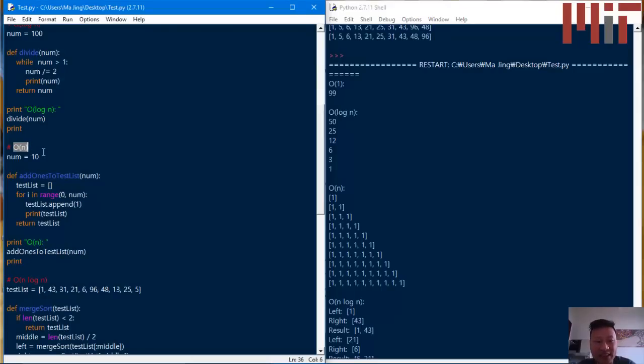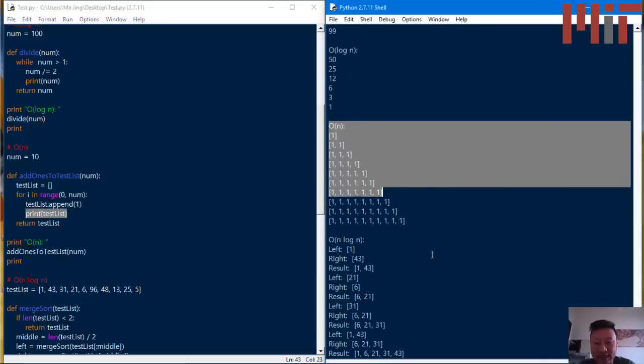Big O of n, linear time. Again, input 10, and this function is going to add ones to a test list, right? This function is going to create a test list that's empty. And for i in range 0 to num, so 0 to 10, this for loop is going to loop 10 times. Test list.append 1, so you're going to append the integer 1 to the test list 10 times. And every time you append 1 to the list, we're going to print it. And the output would be this.